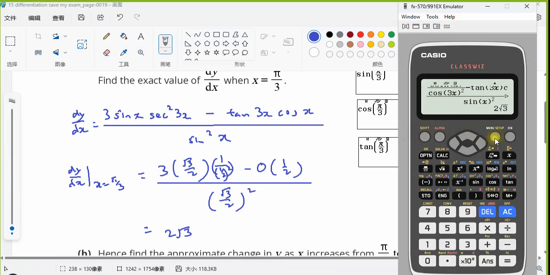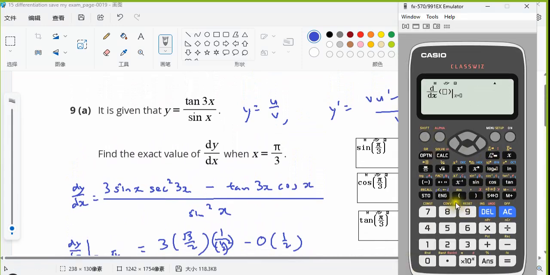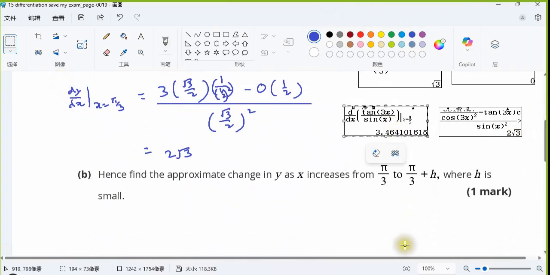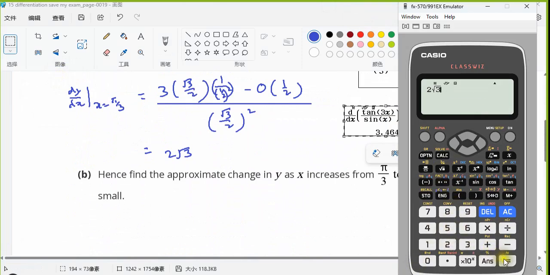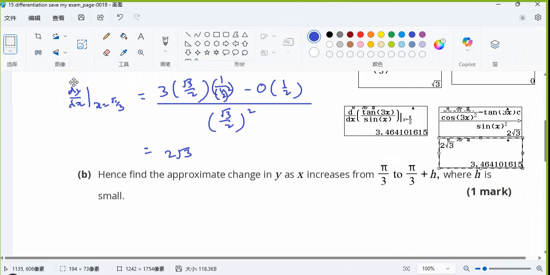Okay. And then we can check the answer of the d per dx of the tangent 3x over the sine x when x is pi over 3. 3.4 something. 2 square root 3 is 3.46. Yes, correct.